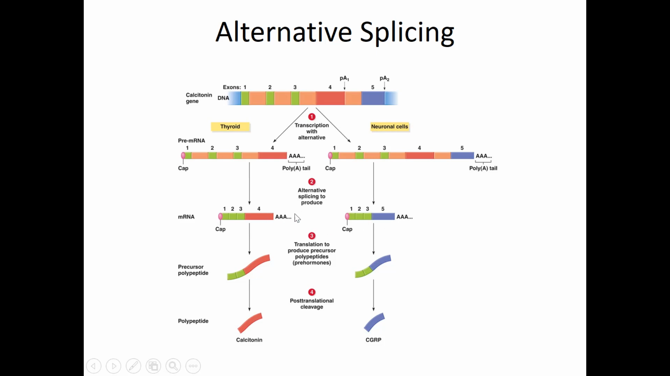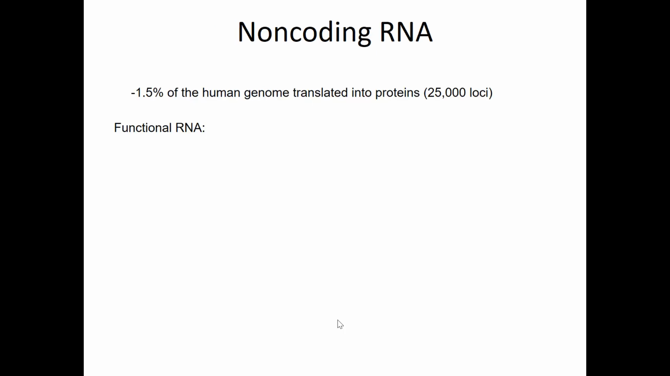They both have the cap and the poly A tail. They've been polyadenylated and capped, so they've got the other two parts of mRNA processing. And then they are going to be translated in completely different ways because their sequence is completely different. And so you get two completely different polypeptides that function in completely different ways. All right. So we've talked about how the cell controls the rate of transcription and how the cell processes pre-mRNA.